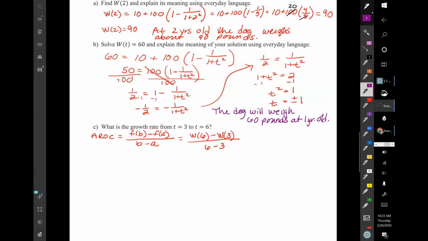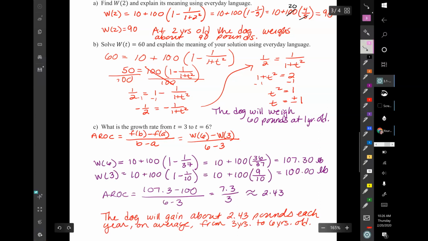So C, what is the growth rate from t equals 3 to t equals 6? Hopefully you've had a chance to work that one out. If you haven't, pause the video and try it. This is one where I think you can definitely do on your own. I'm going to pause the video and write out how I figured out my values so you can see. My overall answer was 2.43 pounds per year, which is what the dog gains over the years 3 to 6. But I'll write out my steps. I'm not going to record everything though.